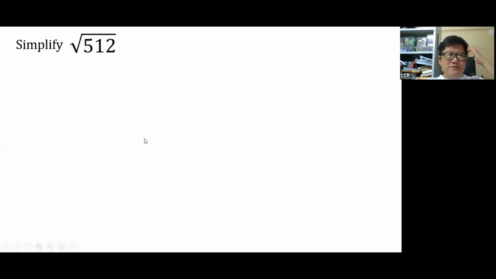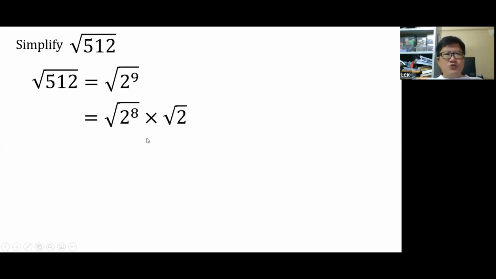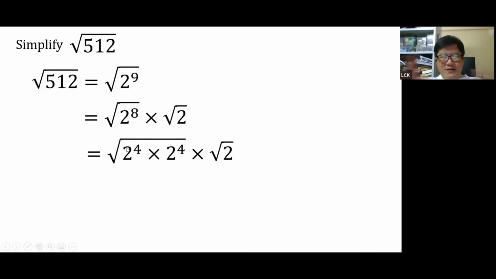Okay, let's simplify square root of 512. 512 is simply 2 to the power of 9. Remember that 2 to the power of 9 can be broken down to 2 to the power of 8 times 2 to the power of 1. This 2 here is 2 to the power of 1. So remember the rules of indices. 2 to the power of 8, you can break down to 2 to the power of 4 times 2 to the power of 4. And when you square root this, of course, you just get 2 to the power of 4, times square root 2. And 2 to the power of 4 is 16. So that's 16 square root 2.